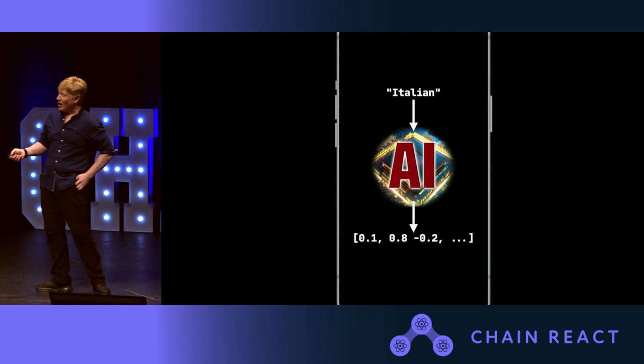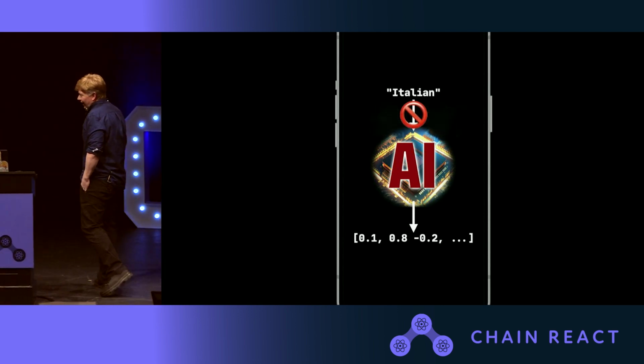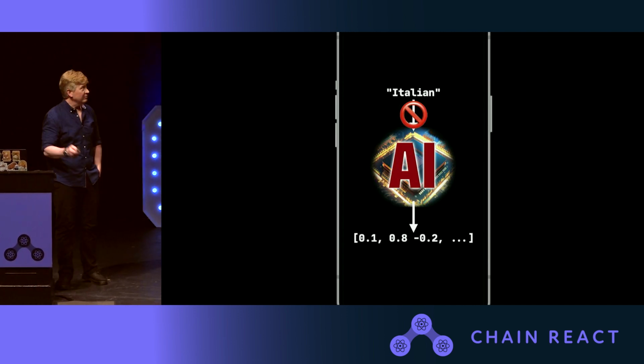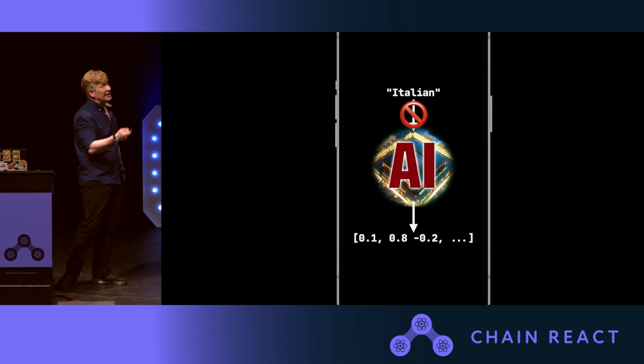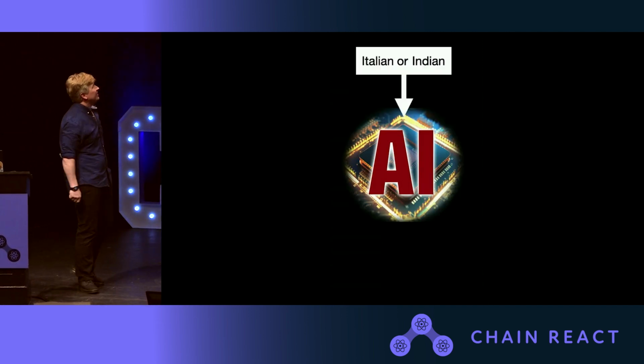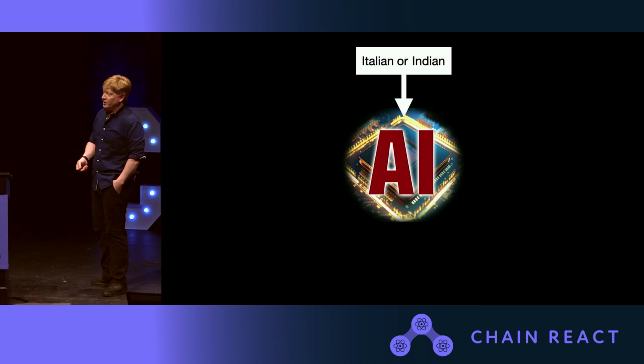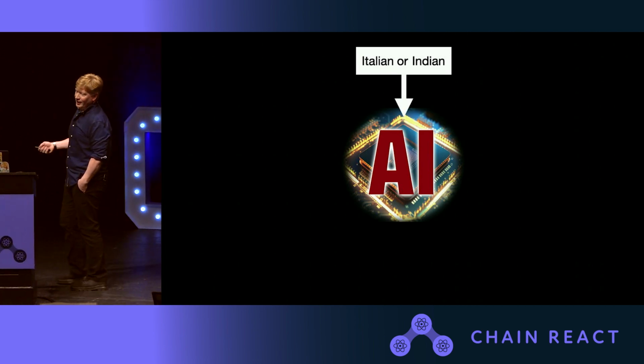Okay, so here's the problem. The problem is that you can't actually give Italian or any string to the AI, because it doesn't take text. It takes numbers. So let's say the query or the input string to our model is like Italian or Indian.